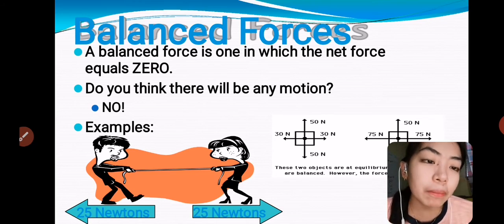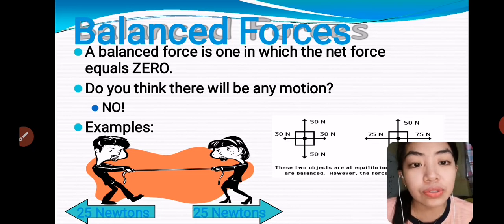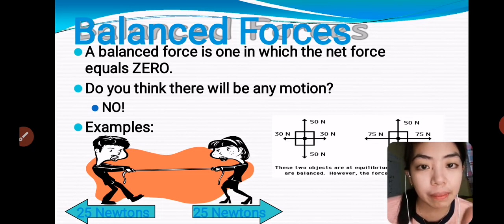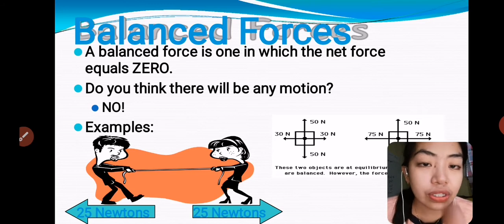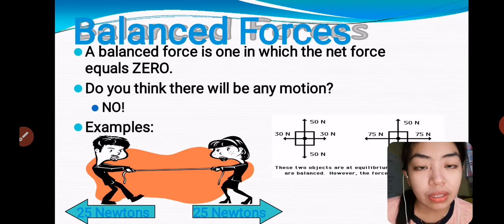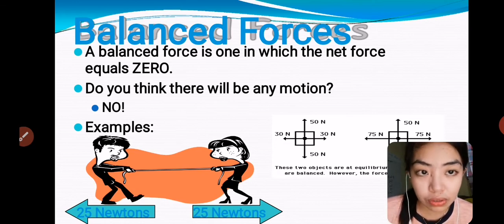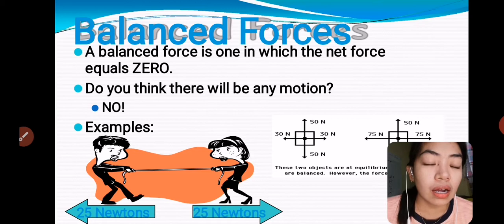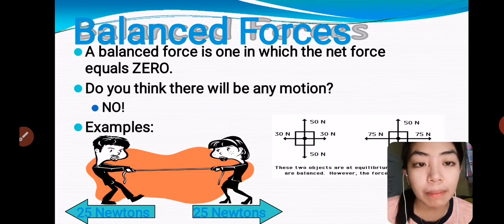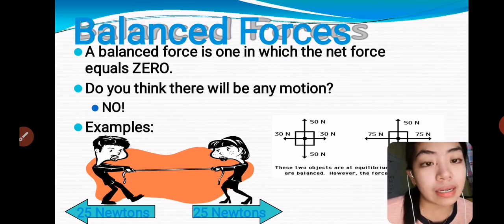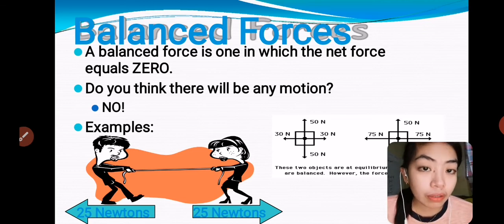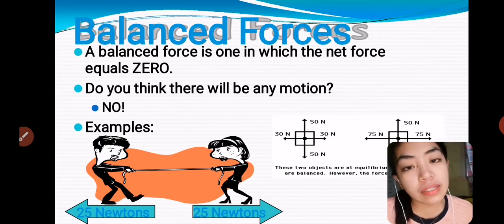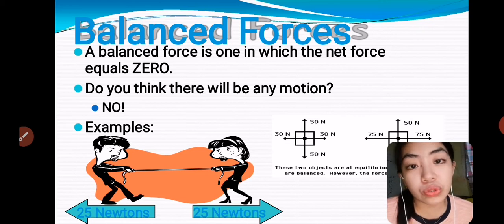So, in this example, since magkaiba sila ng direction, isang papunta kay left, isang papunta kay right, you're just going to subtract these forces. 25 minus 25 is equivalent to 0 newton. Since that is a balanced force, ang definition natin is net force is equivalent to 0. That's why yung example natin is an example of a balanced force. May motion kapag balanced force? The answer is no. Walang motion na nangyari.